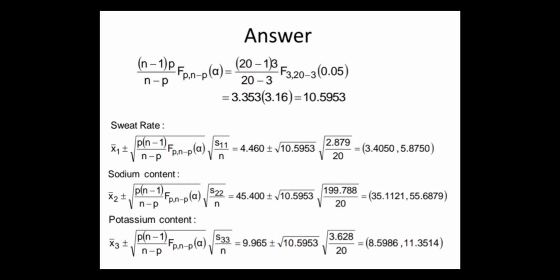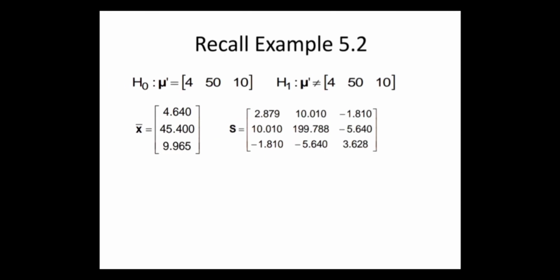Okay, how do you interpret the value? The concept is the same as before. You can say that we are 95% confident that the value of mu1 lies between these two values of the interval. And then you can say that we are 95% confident that the value of mu2 lies between these two confidence interval values. Okay, same for mu3.